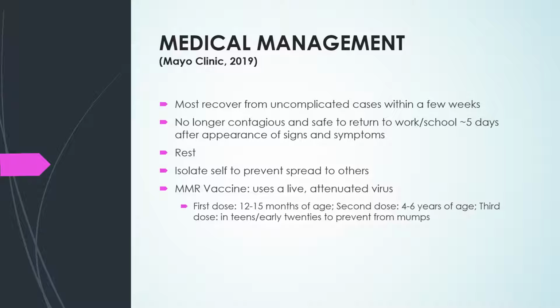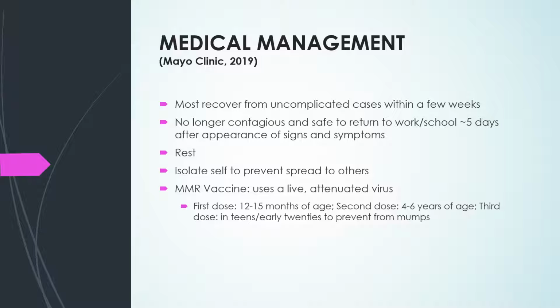And MMR vaccine is also important. And what they use is a live, attenuated version of the virus. So I know I've said this before, but again, first dose is administered between 12 to 15 months of age. Second dose is 4 to 6 years of age.